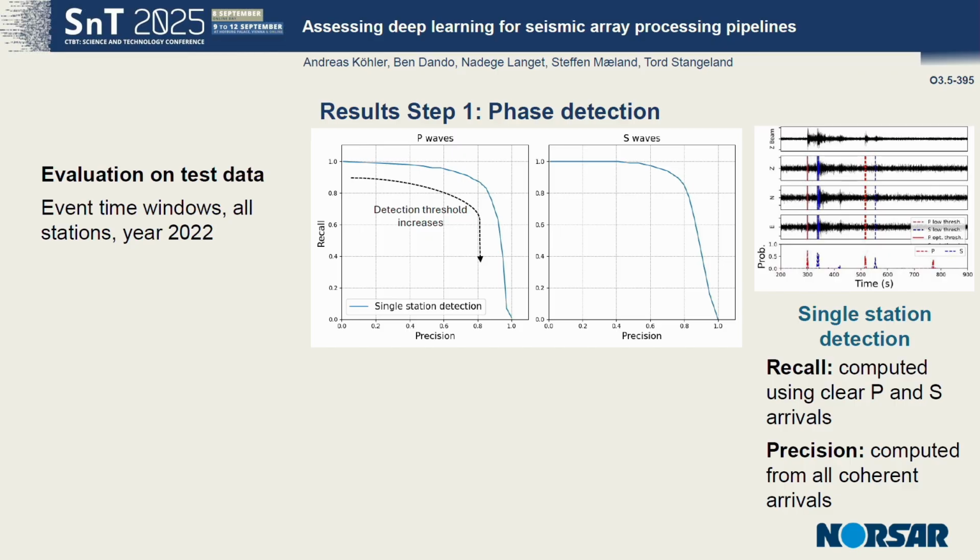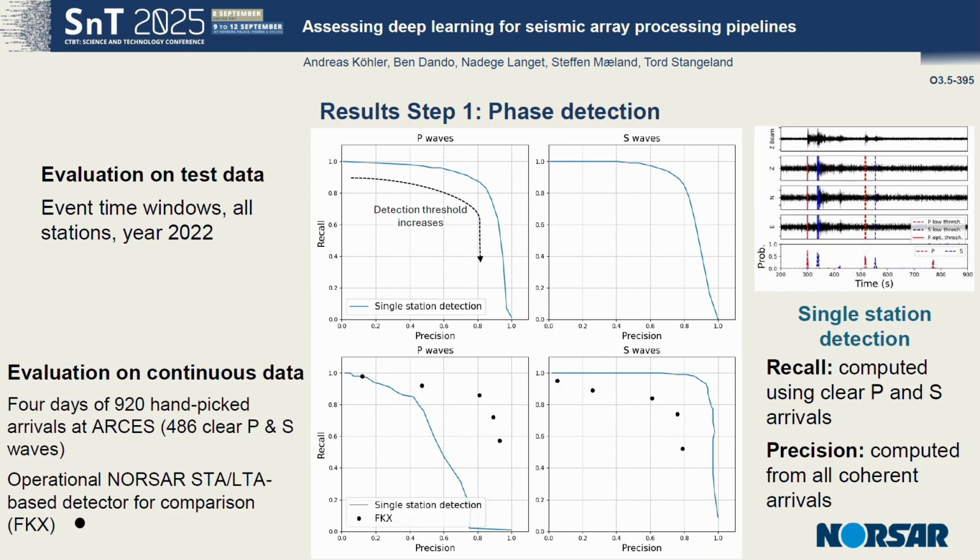And what you see here is the performance curve for P and S waves for a single-station machine learning phase picker. And this is done on the test data set, which was not used for training the models. In addition, we also want to test this in more operational settings on continuous data, because that's really how we see if the model performs well, not just on test data, which just includes events. So here we applied it on 4 days of continuous data with hand-picked events, in this case only on the ARCES array, but we also have results for the other arrays.